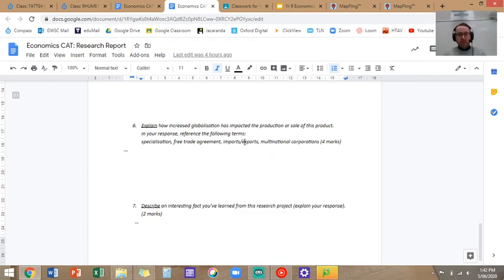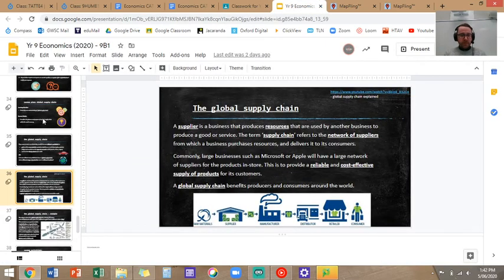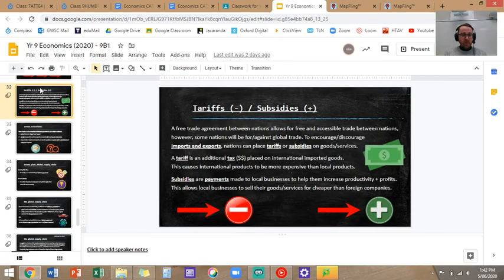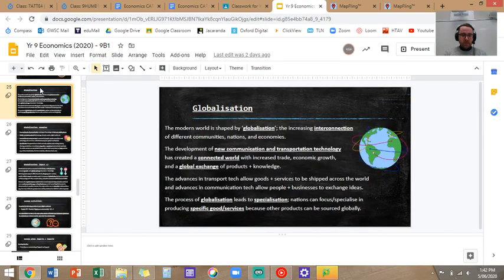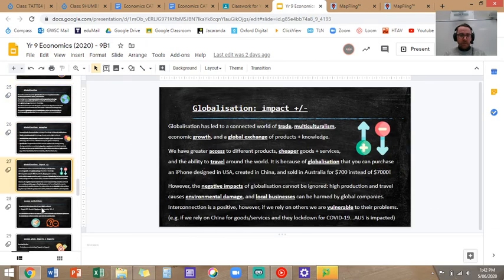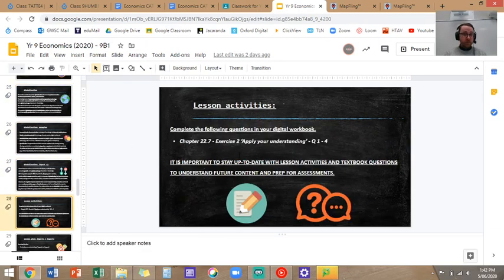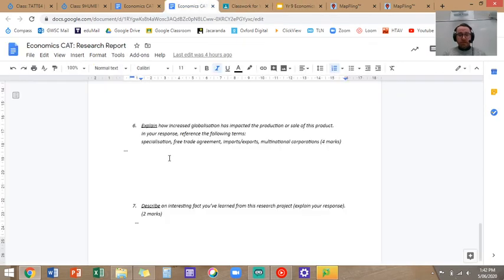So you'll be using those terms in your short answer response here, explaining how globalization, which again, if we want to find that in our slides, we just go back to, I think it's 25. There we go. You've got some more information there, and it's all connected to some stuff in the textbook as well. How has globalization impacted the production or sale of this product? So has it led to higher production? Has it led to cheaper production? Has it led to more sales, less sales, more diverse sales around the world, etc.?